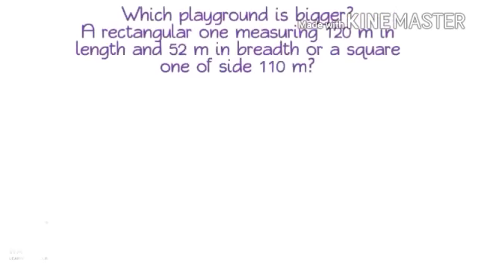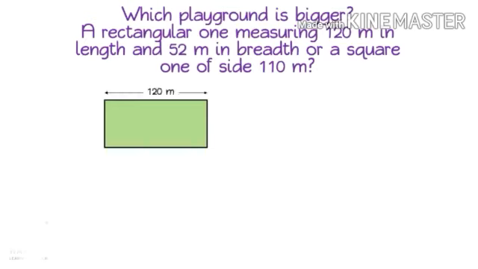Next question. Which playground is bigger, a rectangular one measuring 120 meters in length and 52 meters in breadth, or a square one of side 110 meters? Solution. Let's look at the area of the first playground. The ground is a rectangular shape. It is 120 meters long, 52 meters wide.